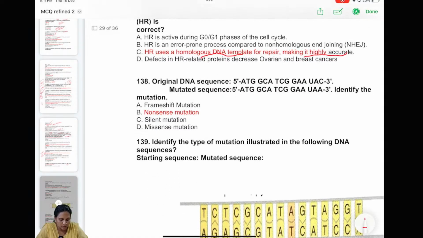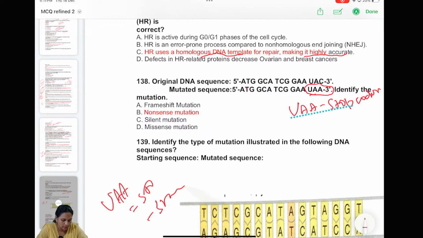Okay, what is this? This is the original DNA, and this is the mutated one. Here it is UAA. What is UAA? Stop codon. You will be asked whether UAA is a stop codon, start codon, non-codon, exon, or intron. So in the mutated sequence, there will be a premature stop codon, which is known as nonsense mutation. So it results in nonsense mutation.